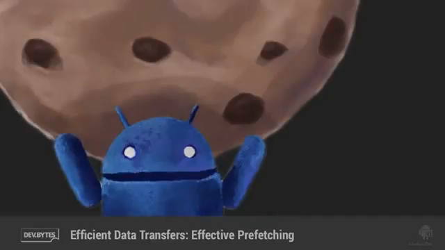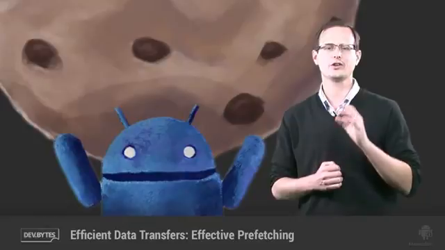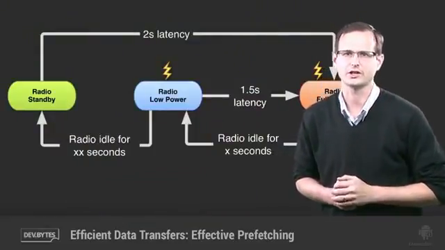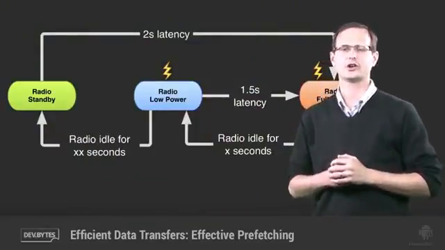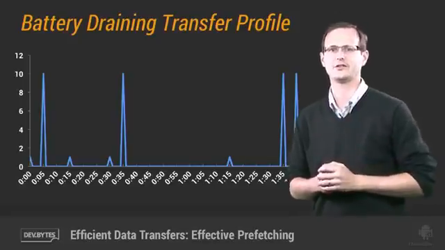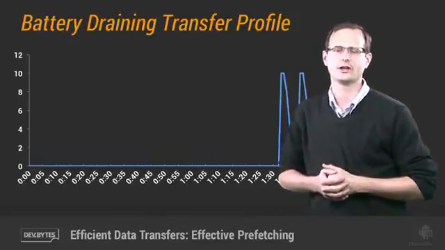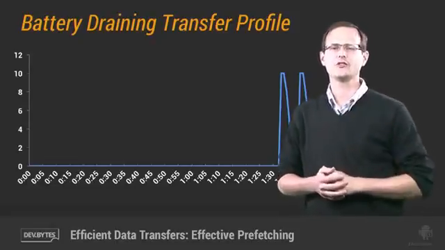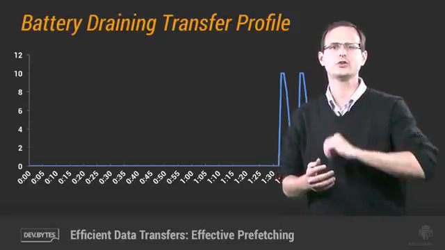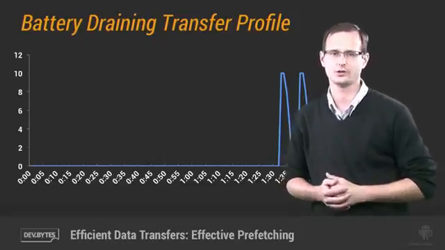This efficient data transfers Devbyte focuses on how you can use prefetching to implement the big cookie model of efficient data transfers and improve your app's user experience by reducing latency and improving battery life. In previous efficient data transfers Devbytes, I looked at the cell radio state machine and examined ways to analyze apps' data transfer profiles to uncover anti-patterns such as these short intermittent peaks and consecutive but non-overlapping downloads. Having discovered potential problems, in this episode I'll look at how to use prefetching to solve some of them.